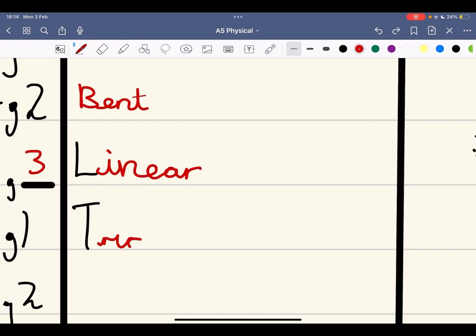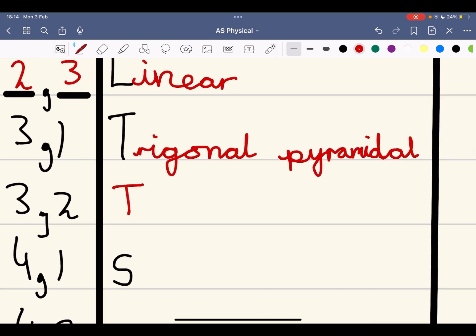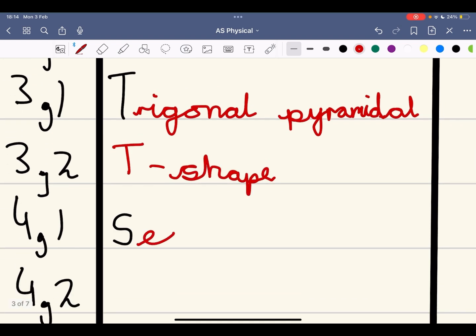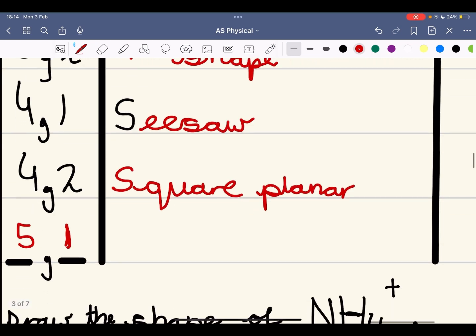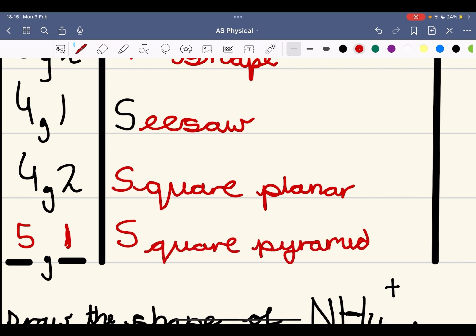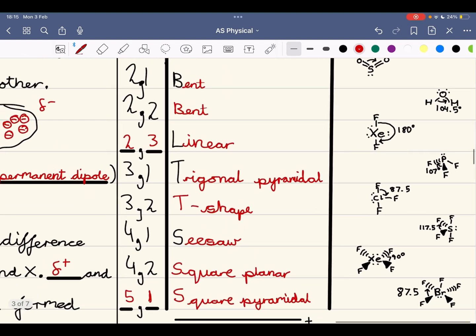This one's trigonal pyramidal. And then here, this one's T-shape. Then here, 4-1 is seesaw. 4-2 is square planar. And 5-1 is square pyramidal. Okay, and these are all the different bond angles involved with the shapes.